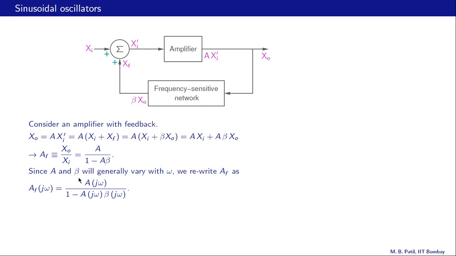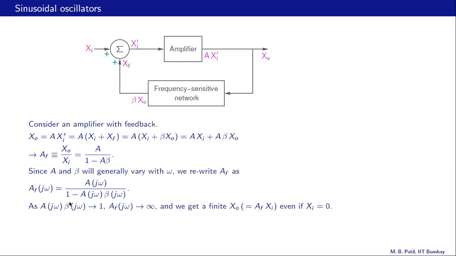Since A and beta will generally vary with omega, we rewrite AF as a function of j omega to indicate that it is a function of omega, equal to A of j omega, the amplifier gain, divided by 1 minus A of j omega times beta of j omega. This network is frequency sensitive, so it definitely has a frequency dependence, and that is denoted by this beta as a function of j omega.